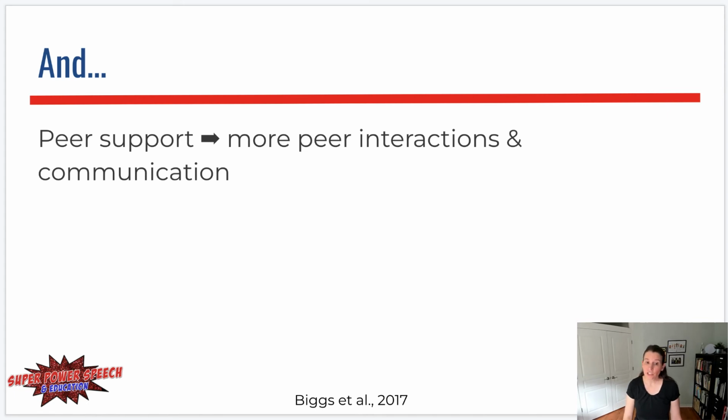In addition, there's a lot of AAC research out there that supports the use of peers as communication partners. Matter of fact, Biggs et al. in 2017 said that peer support leads to more peer interactions for our AAC users and also increases communication as well.